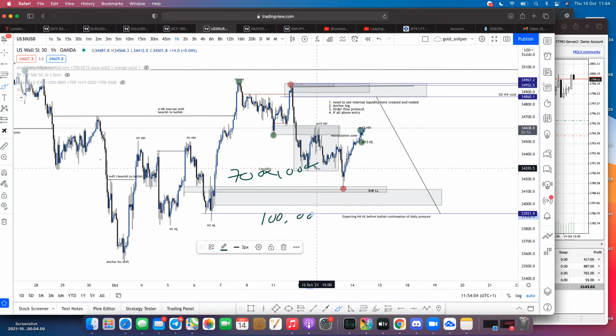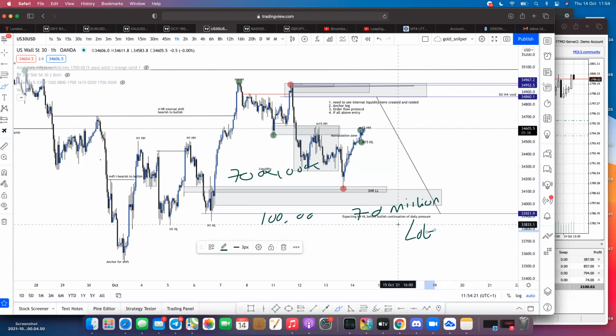100K, a million, 10 million. You got 700 million, I think. 70 million lots has gone into this. Yeah, 70 million lots. Okay. That's a lot of lots. Do you guys not think?